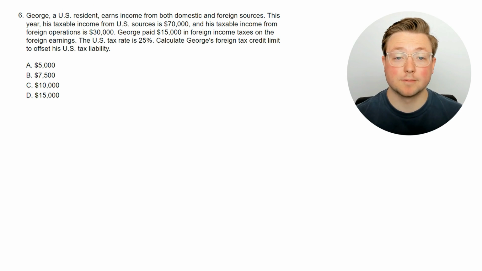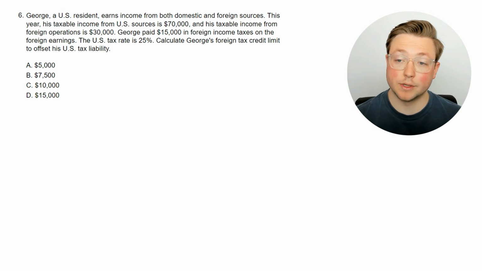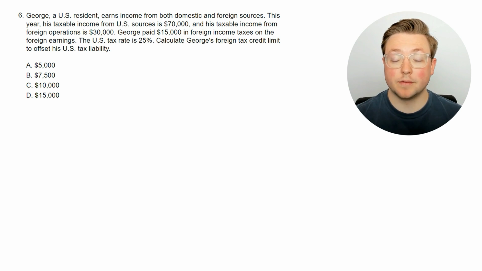Okay, here's question 6. George, a U.S. resident, earns income from both domestic and foreign sources. This year, his taxable income from U.S. sources is $70,000, and his taxable income from foreign operations is $30,000. George paid $15,000 in foreign income taxes on the foreign earnings. The U.S. tax rate is 25%. Calculate George's foreign tax credit limit to offset his U.S.